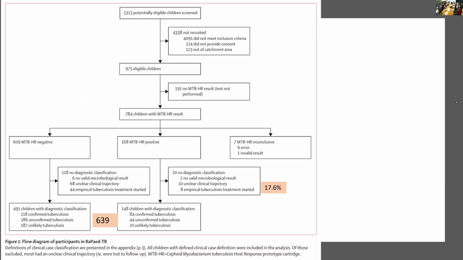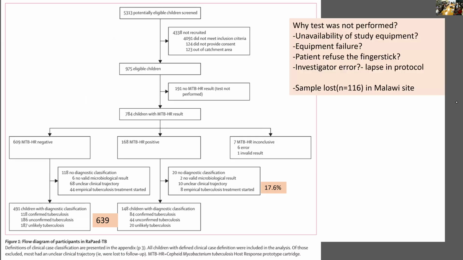Out of it, 191 didn't undergo the index test. Now, why didn't they undergo the index test? They have actually accounted for only 116 of these patients, because they said that the sample was lost in the Malawi site. But what about the rest of the patients? Why didn't they undergo the index test?